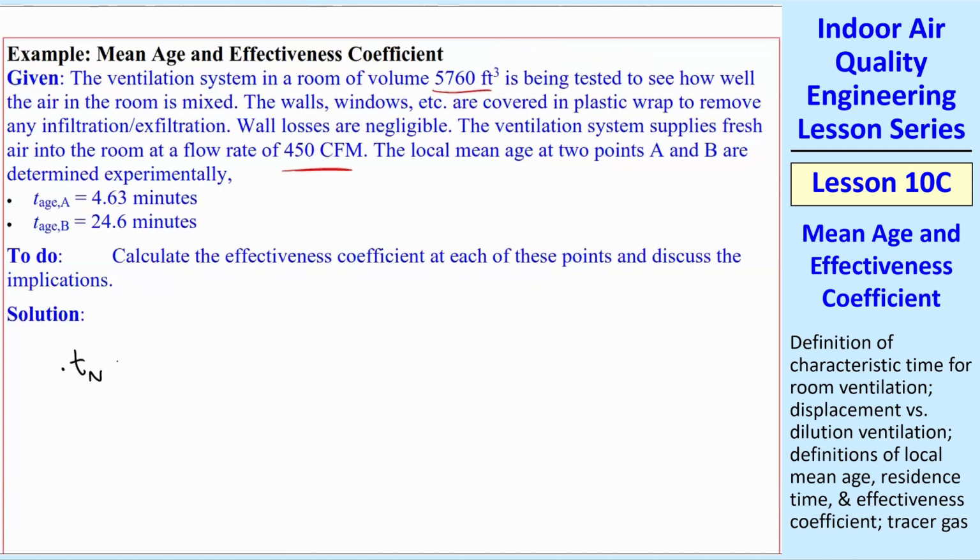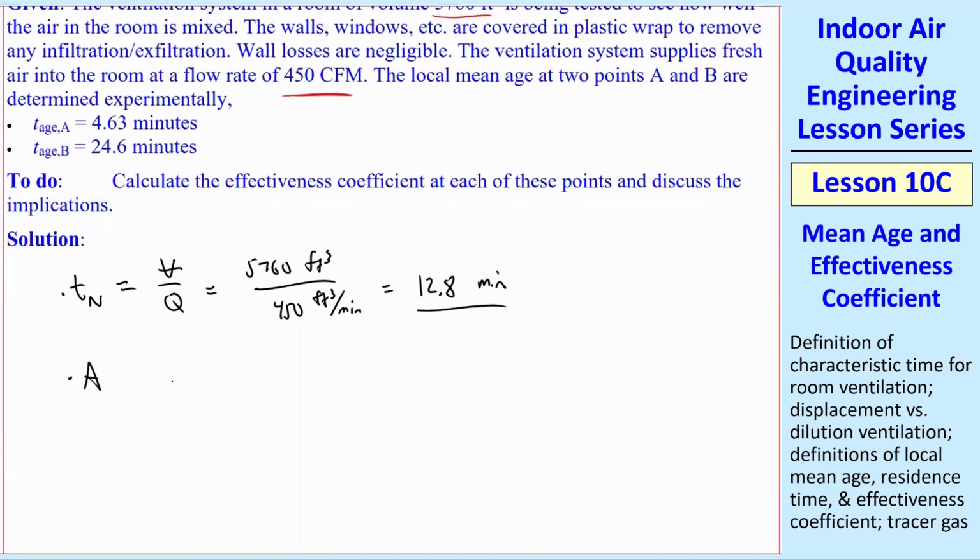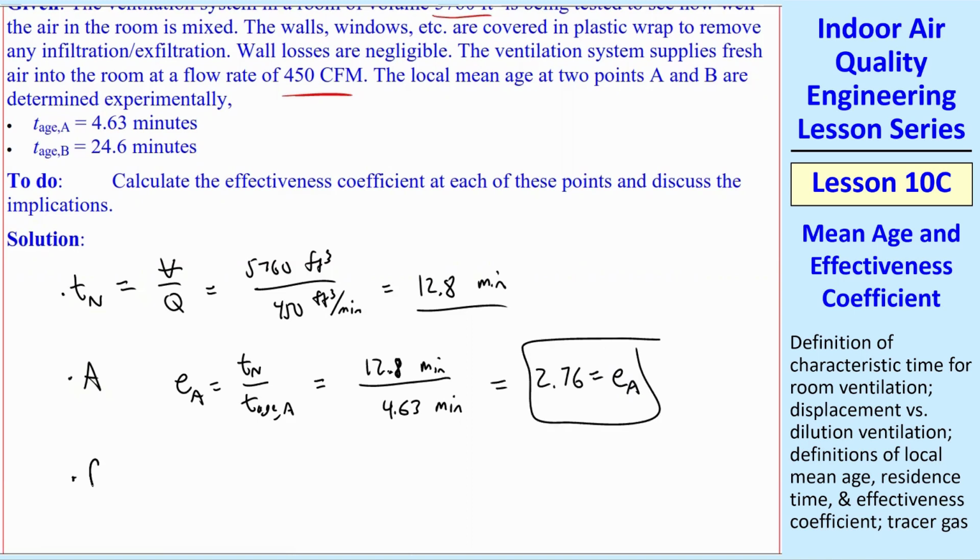First, we calculate Tn. The characteristic time is V over Q, the given volume over the given volume flow rate. That gives you 12.8 minutes. And then at A, we have EA, by definition, is Tn over TH at point A. That's the effectiveness coefficient at that point, 12.8 minutes over 4.63 minutes. Of course, the minutes cancel there, and we get 2.76 equal EA. And similarly at B, you get 0.520 equal EB when you just plug in 24.6 minutes instead of 4.63 minutes.